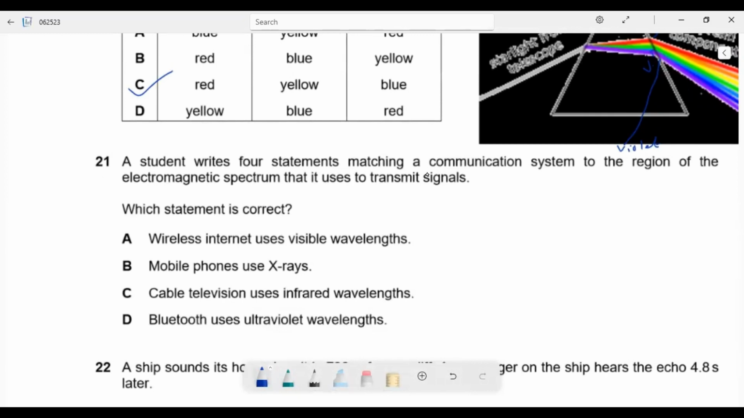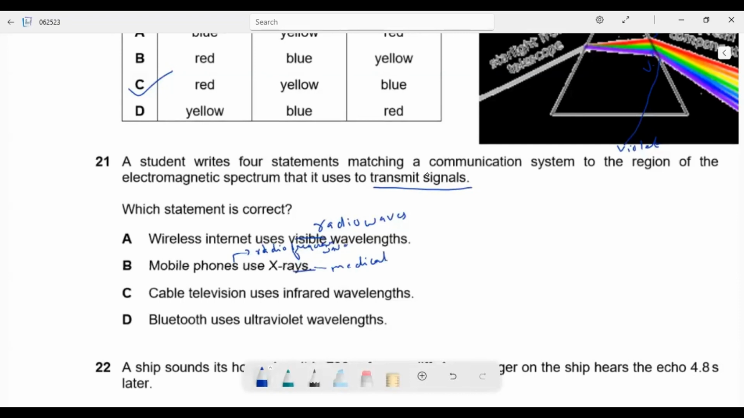A student writes 4 statements matching a communication system to the region of the electromagnetic spectrum that it uses to transmit signals. Which statement is correct? Wireless internet uses visible wavelengths. Actually, wireless internet is using radio waves. Mobile phones use X-rays? Mobile phones use radio frequency waves. And X-rays we are using in the medical field.